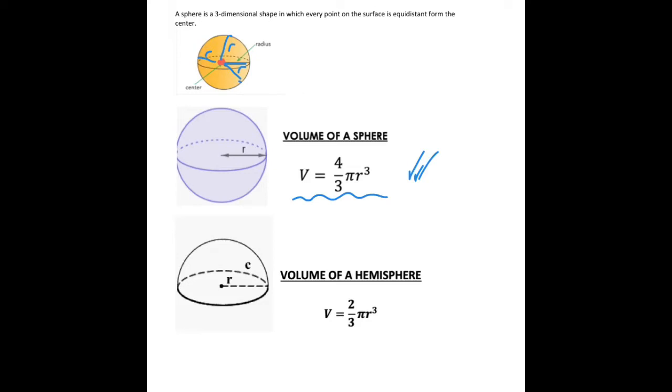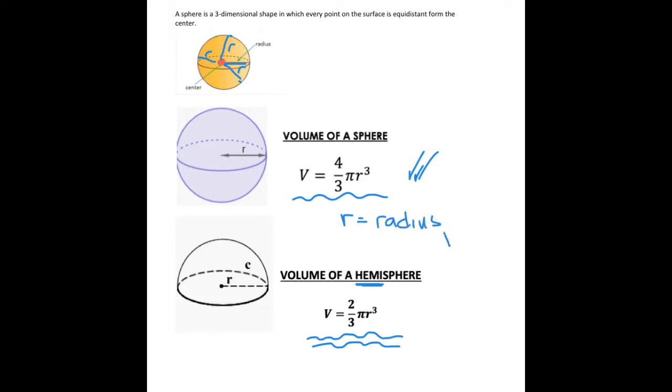And then we have a shape called a hemisphere. Now a hemisphere is just half. Hemi is half. So it's half of a sphere. So just half of a sphere. So half of 4 is 2. So the volume for that is 2/3 times pi times r cubed. Now remember, r stands for radius.